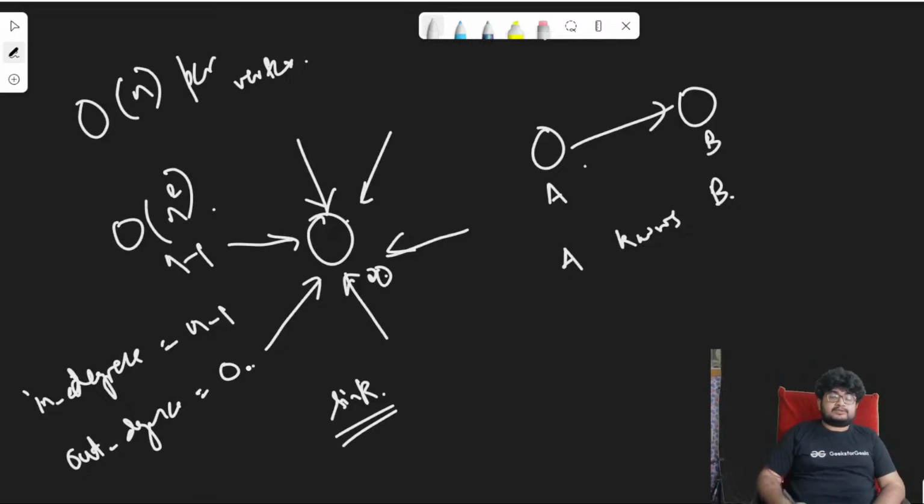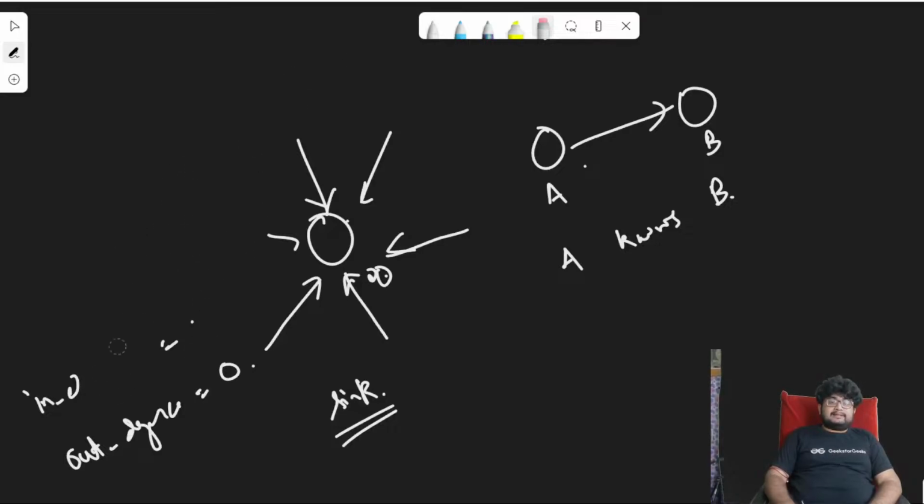Out degree should be equal to 0, right? So that's one. That's an n square complexity, right? Let's talk about the optimal way.